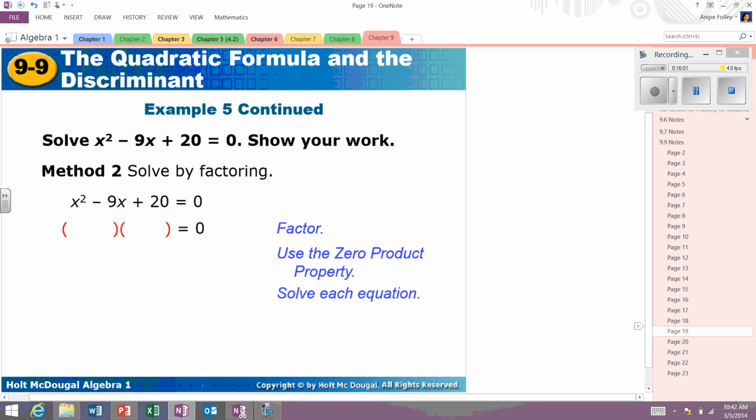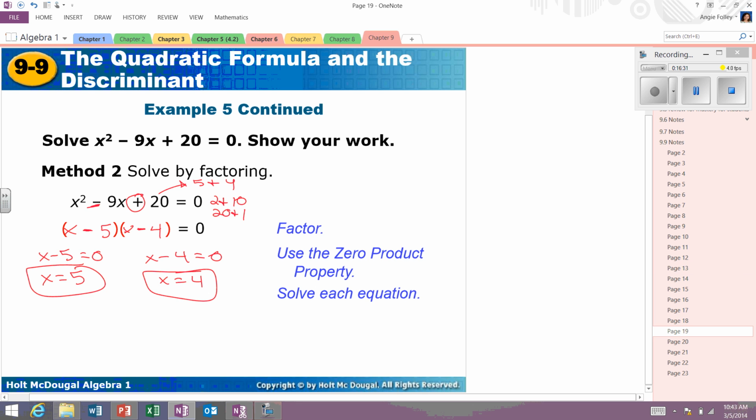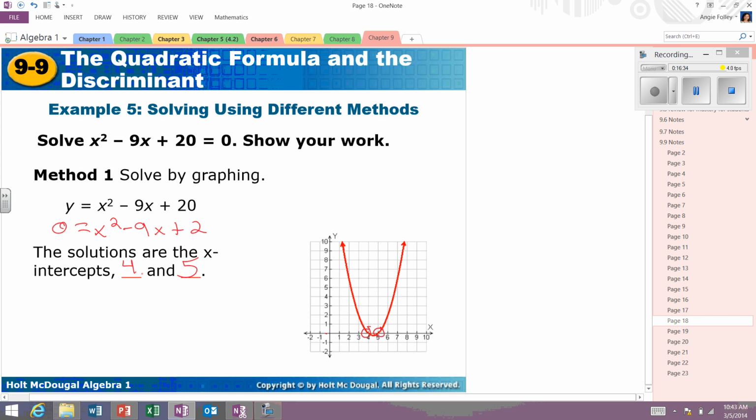Now we're going to look at how you would solve the same equation by factoring. If I factor the equation, I've got an x and an x. My factors of 20 are 5 and 4, 2 and 10, or 20 and 1. The only ones that make 9 are 5 and 4. I've got to have the same signs, and those signs have to both be negative. Now I take each part and set it equal to 0 using the zero property rule. So x is equal to 5 and x is equal to 4. If you notice, that's exactly what we said were the solutions by graphing.